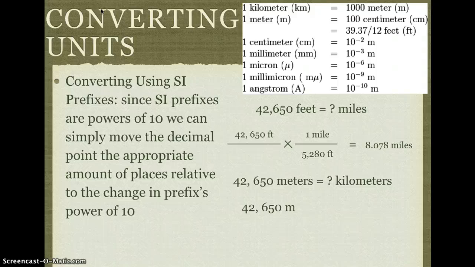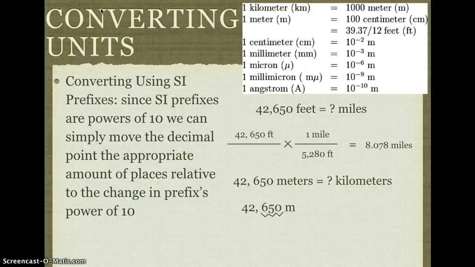Well, we can go about it doing the same exact setup that we've done before. We start with what we're given, 42,650 meters. And we can set up a conversion factor if we know how many meters are in a kilometer. And that's great, but there's something that we can do here. We can change this by a power of 10. And so if we look at our handout, we're going to see that kilo means 3. It means 1,000. It means a power exponent to the third power.